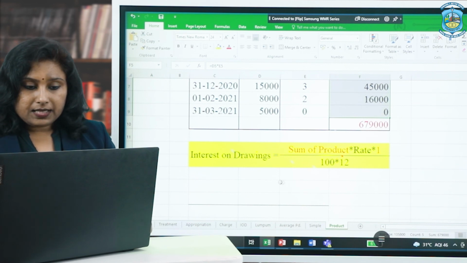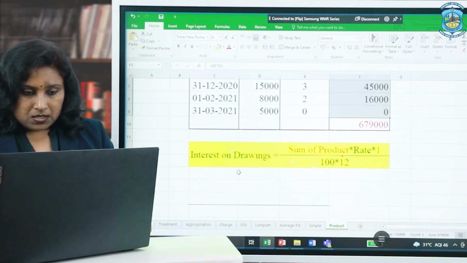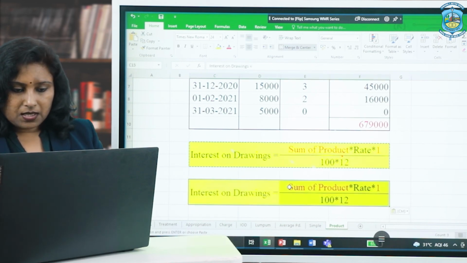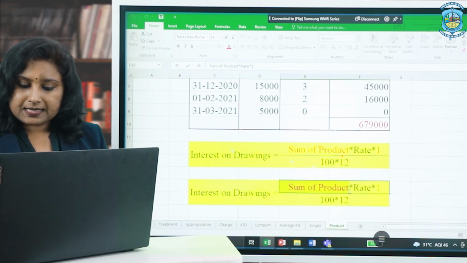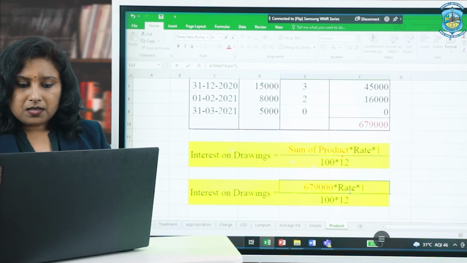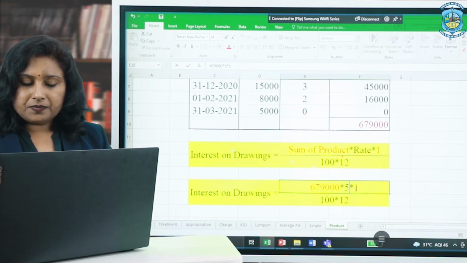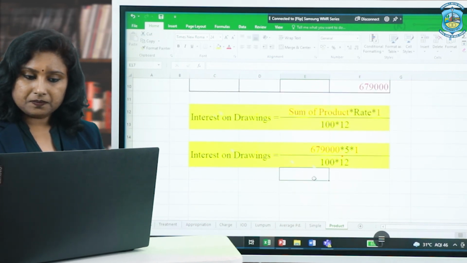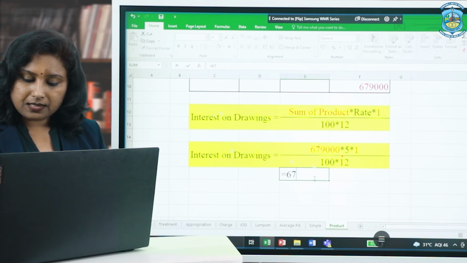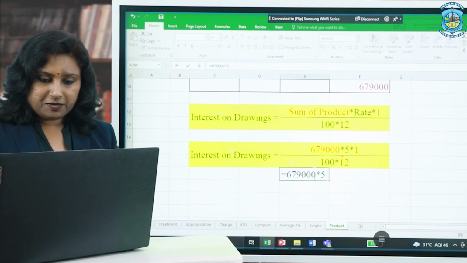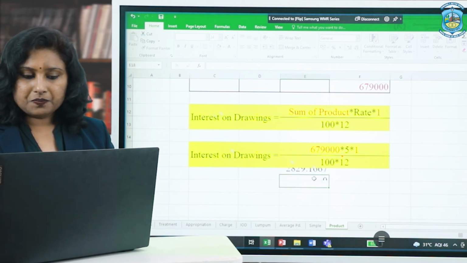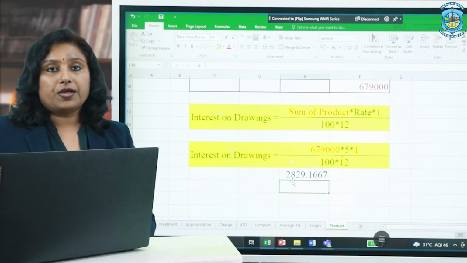So let's put all these calculation in our formula. Okay, so I'll apply this now. In place of sum of products, I'll write 6,79,000. Let us assume the rate is 5% and then multiplied by 1 by 12. So let's see what is our answer. 6,79,000, 5% divided by 12, or to make it even clear, we can multiply it by 1 divided by 12 this way. And now we have the interest on drawing in one go itself.